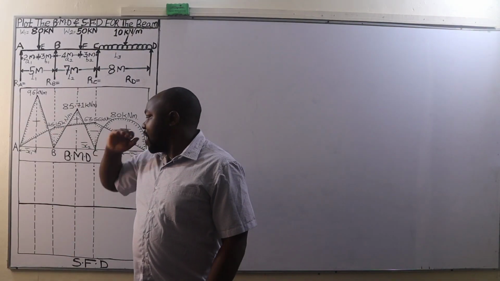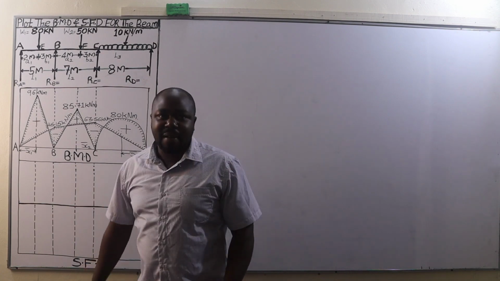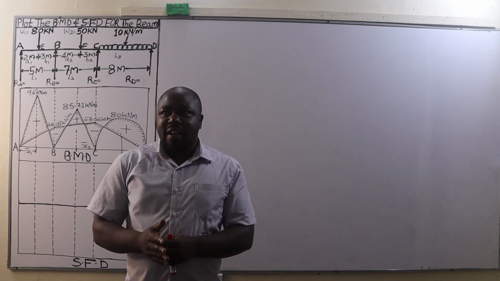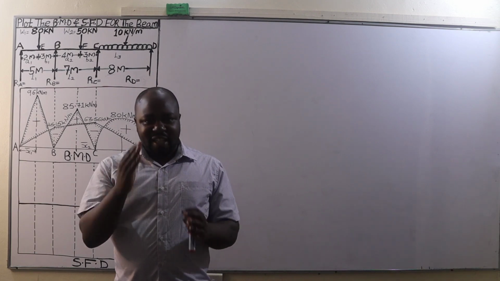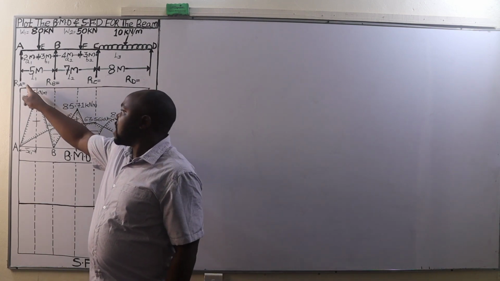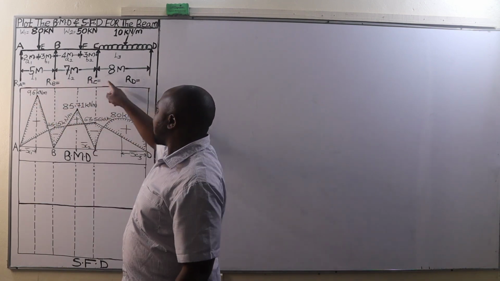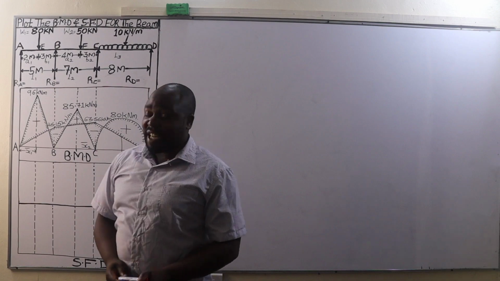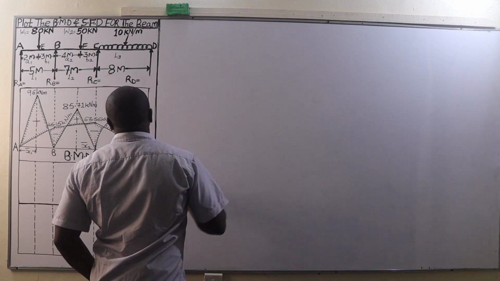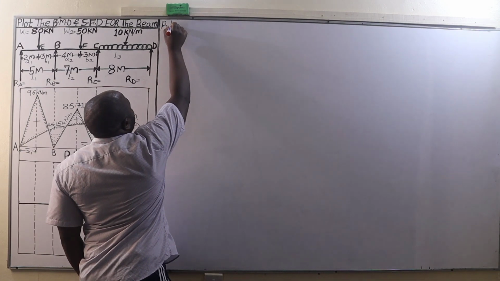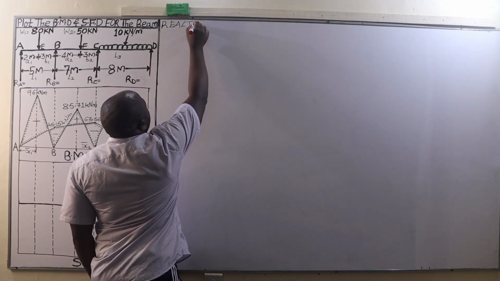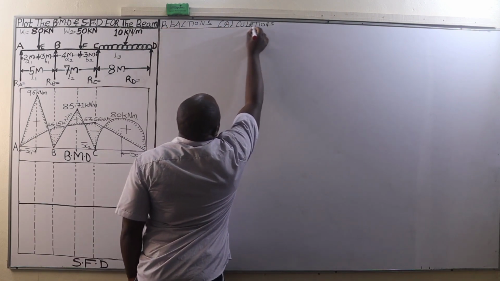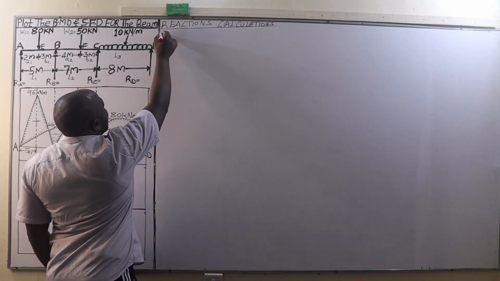After plotting the bending moment diagram, we are remaining with plotting the shear force diagram. And for us to plot the shear force diagram, we need to calculate the shear forces. And for us to be able to calculate the shear forces, the first thing we are going to do is to calculate the values of the reactions at these four supports. Reaction at A, at B, at C, as well as reaction at D. And we are going to go to reaction calculations.